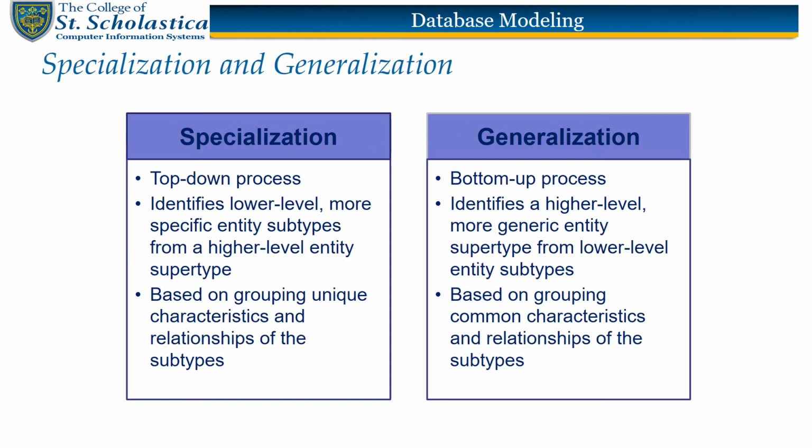Specialization is the top-down process of identifying lower-level, more specific entity subtypes from a higher-level entity supertype. Specialization is based on grouping the unique characteristics and relationships of the subtypes. In the aviation example, you use specialization to identify multiple entity subtypes from their original employee supertype. Generalization is the bottom-up process of identifying a higher-level, more generic entity supertype from lower-level entity subtypes. Generalization is based on grouping the common characteristics and relationships of the subtypes.